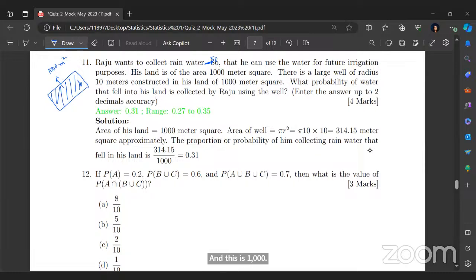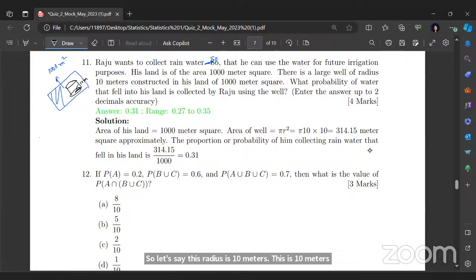Now, there is a large well of radius 10 meters constructed in his land. So in this land, let's say there's a well, and the radius of this well is 10 meters. So let's say this radius is 10 meters.